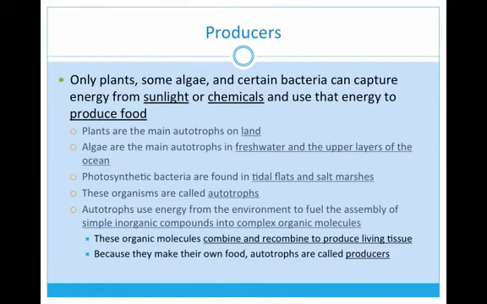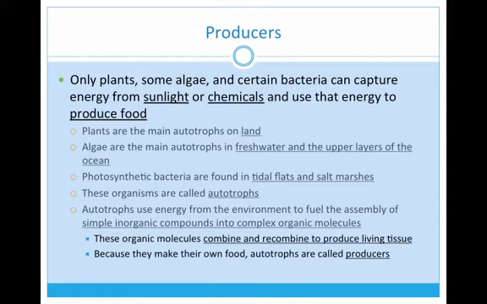Only plants, some algae, and certain bacteria can capture energy from the sun or from chemicals and use that energy to produce food. You can't go out in the sunshine, enjoy a nice sunny summer day, and fill up with food. You don't have the ability to make that conversion. Plants are the main autotrophs on land. In other words, things that can make their own food.